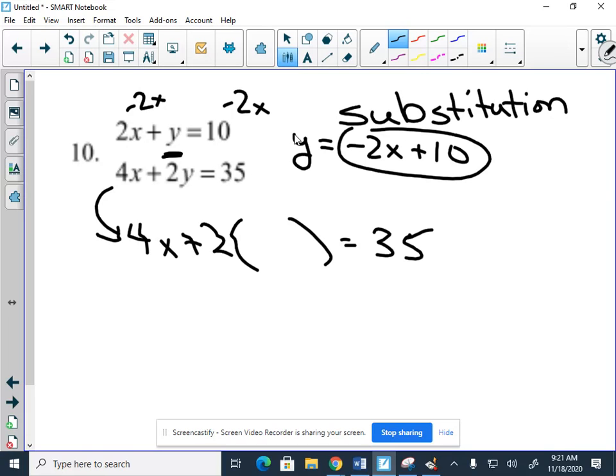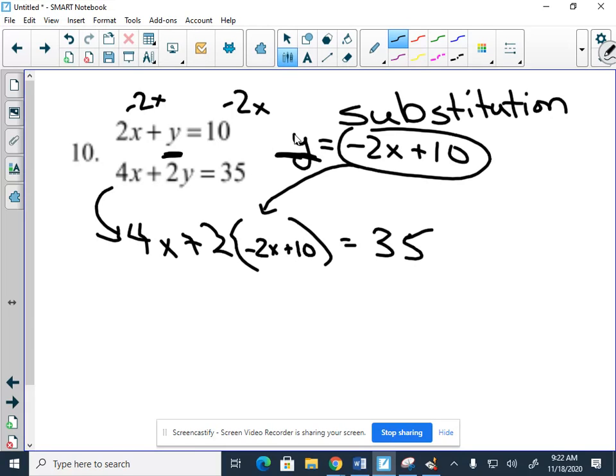Substitution is like in a basketball game. If one player goes in, another player comes out. You take the player out, you put a different one in. I am taking out y. The reason I'm taking out y, I know what y equals. So I'm going to put this in here for y. The y came out, and I put in negative 2x plus 10.